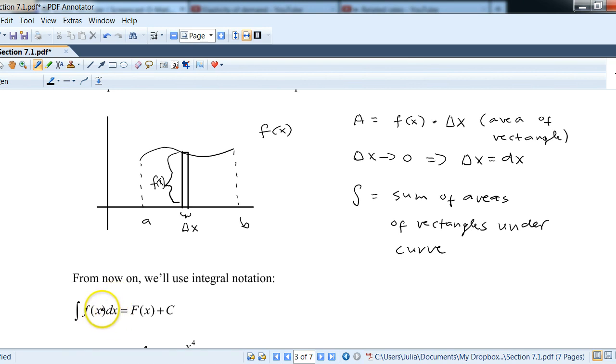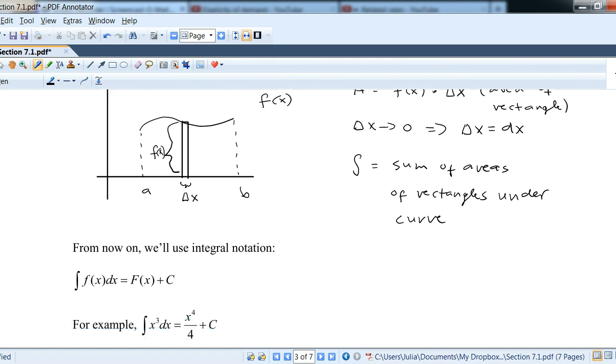This is why you'll always see the dx under the integral. You always have to put it there because it's the width of a rectangle. And we'll see in section 7.3 why we need that. Anyway, what this equals, once you evaluate the integral, is the antiderivative, capital F of x, plus a constant. And this is what we'll use a lot for these types of integrals.